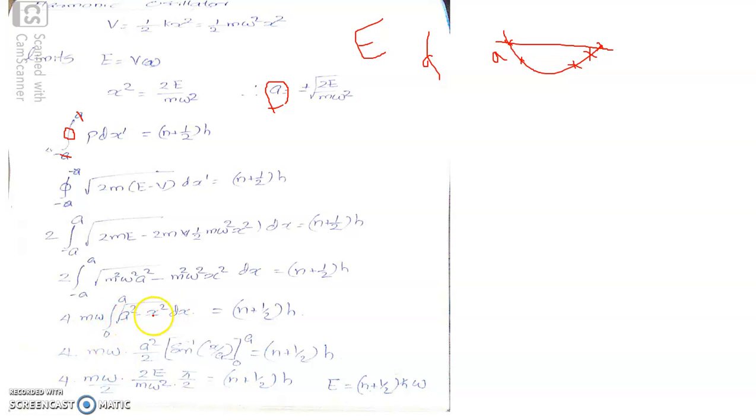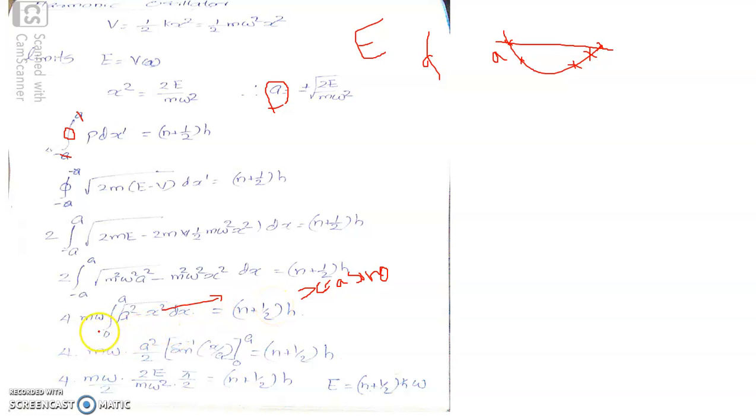Either you can put x equal to a sin theta here. The limits of the integration then need to be changed. When x is equal to 0, sin theta is equal to 0, that means theta equal to 0. When x equal to a sin theta equal to a, sin theta is equal to 1, theta is then pi by 2. And you can put this as a square into 1 minus sin square theta, that is a cos theta, and it can be integrated.